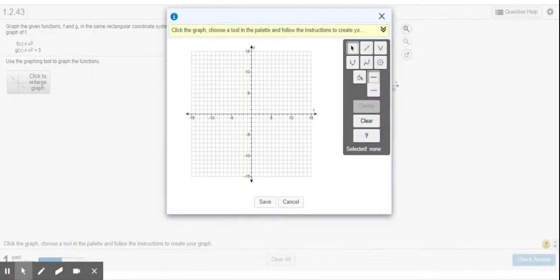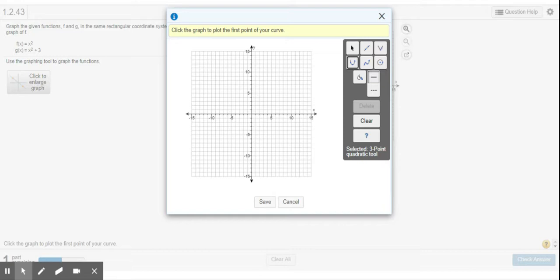Once I click to enlarge the graph, notice you have a couple different options here. There's a line, there's a V, so that would be absolute value. That's a parabola, so that would be what we're using here because a quadratic is a parabola, okay? And then there's a circle, and then that's probably a cubic function. So we'll talk about that if we get to that. I don't think so.